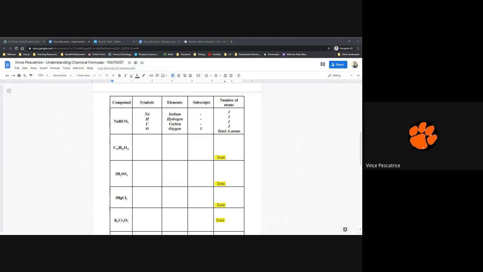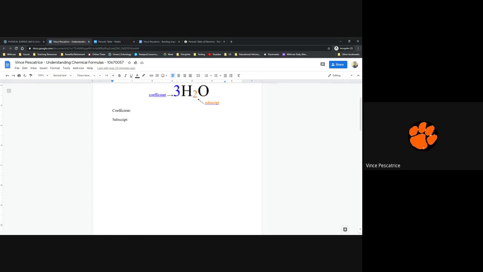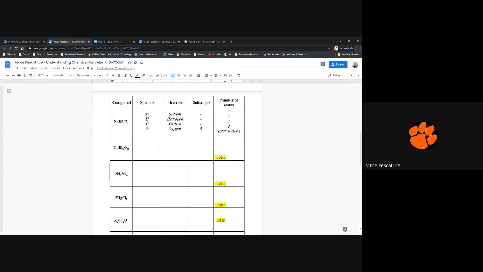All right, so I'm switching tabs now. Remember, we're in the week 15 folder under the Understanding Chemical Formulas assignment. So now this table is actually pretty simple. We're going to use what we did up top here, down below. What you're going to do is break down each compound by the individual elements that are in there.